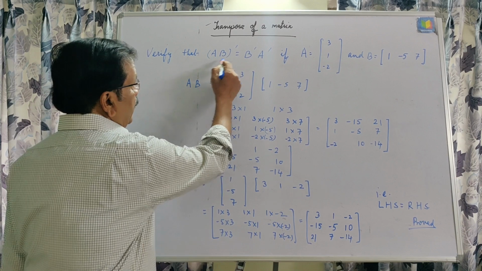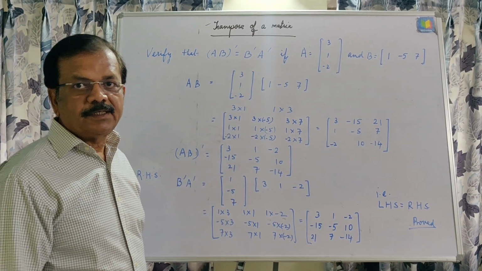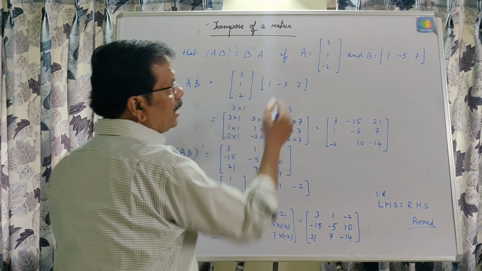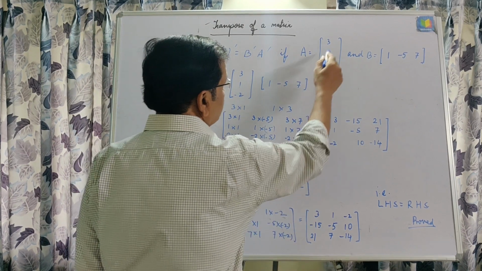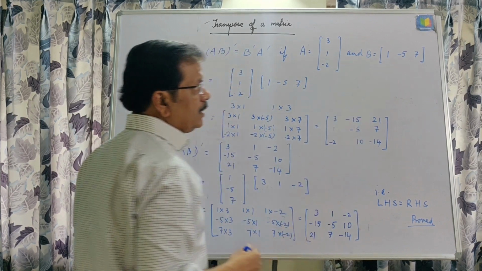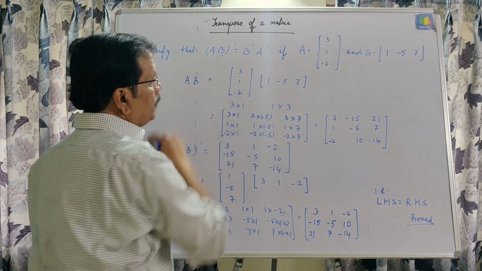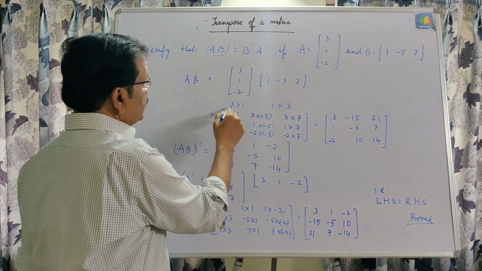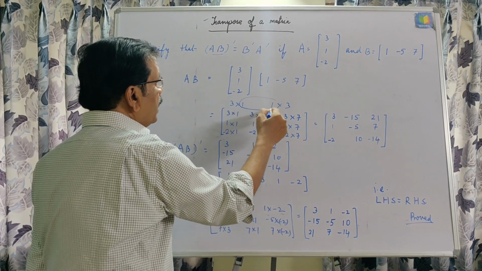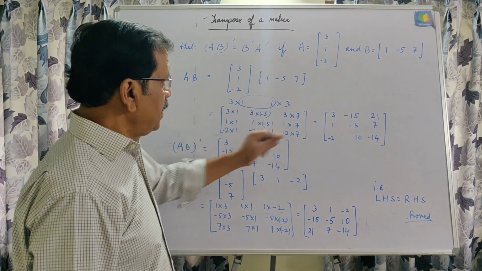verify that AB transpose is equal to B transpose A transpose. We just studied this property. Now we will study this property with the help of a question. We are given A equal to 3, 1, minus 2 as a column matrix, and B equal to 1, minus 5, 7 as a row matrix. First of all we will find AB. You can see this is a 3 cross 1 matrix and this is a 1 cross 3, so we can multiply.